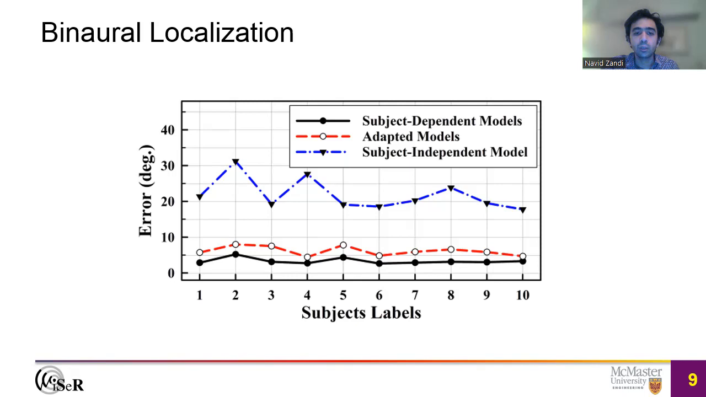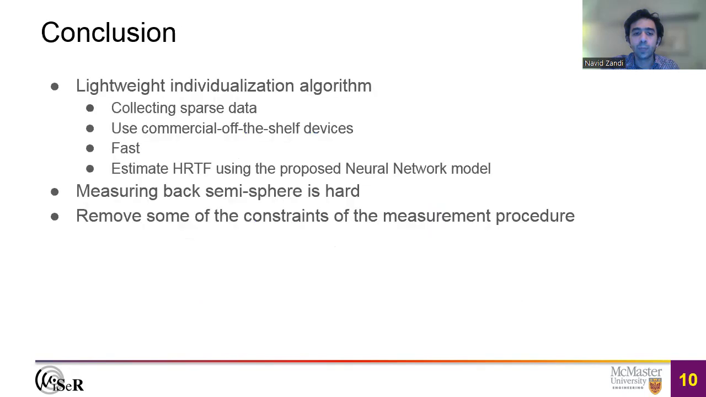Compared to using a general HRTF, we can see improvements in localization error when HRTF is estimated using our proposed algorithm, with an average error of fewer than 10 degrees. To sum up, we proposed a lightweight individualization algorithm based on collecting sparse data from the user. Our proposed data collection procedure can be done at home using commercial off-the-shelf devices in less than 5 minutes. And using our proposed neural network model, the HRTF of the user can be estimated at all directions.